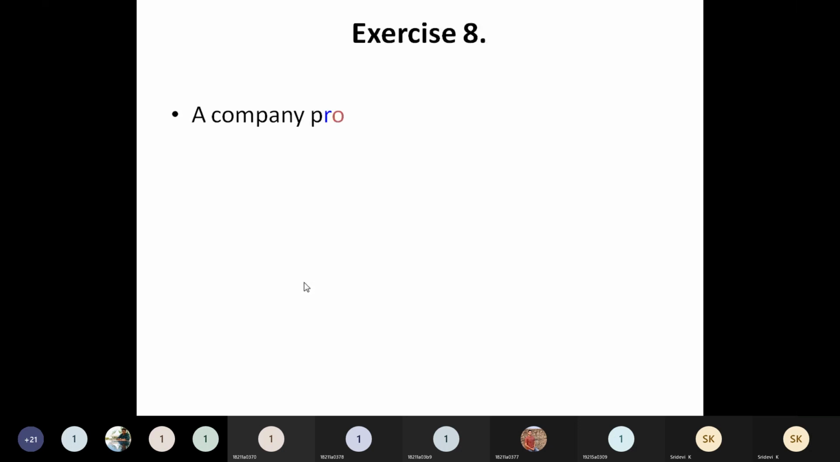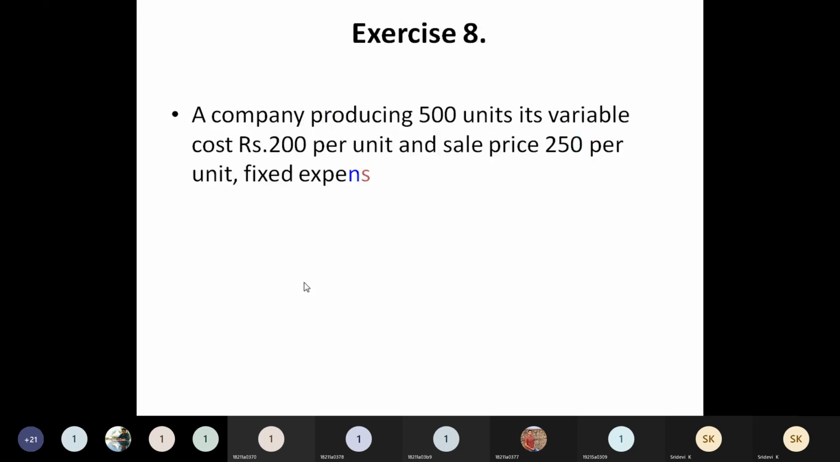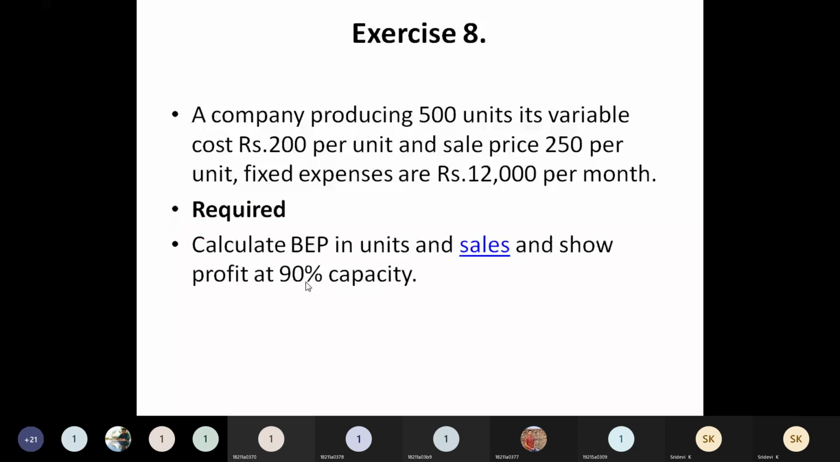So see here, information is given that a company is producing 500 units. Its variable cost is 200 per unit, sales price is 250 per unit, and fixed expenses are 12,000 per month. You are required to calculate the break-even point in units and sales. This you can do. The third part, show profit at 90% capacity. So this is the new thing that you need to calculate.